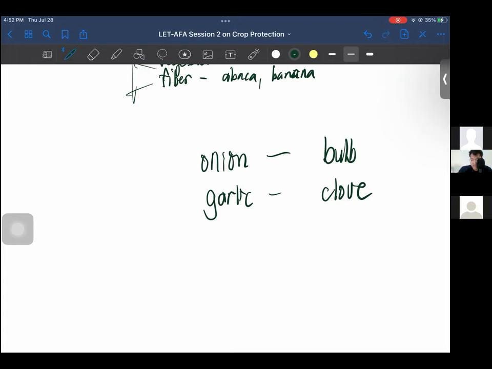So during those sessions, we will talk more about the integration ng mga concepts. We will deal more with the fisheries, sa animal science, sa mga yan. And we can share our experiences as well, yung field experiences natin, ganyan.